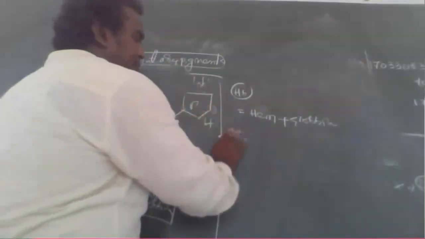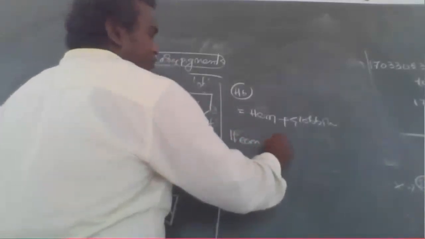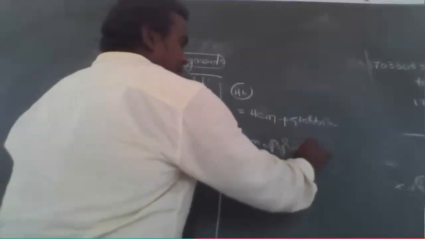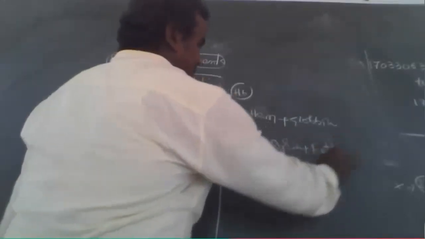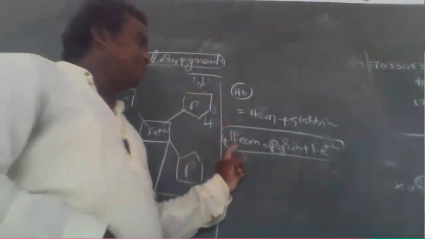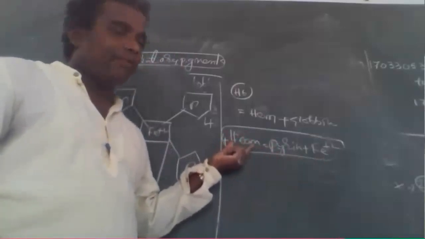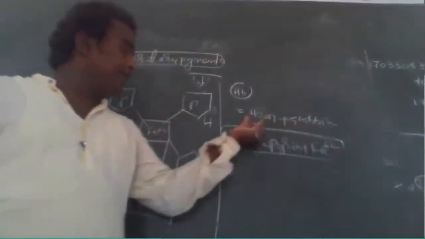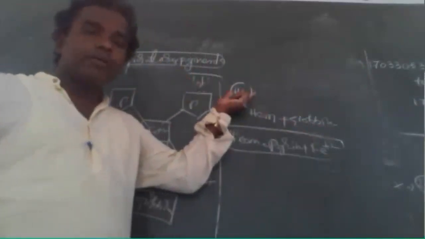So what is heme? Heme is equal to 4 pyrene, and each pyrene plus ferrous is a heme. How many hemes are there? 4 hemes are there. Heme is nothing but pyrene plus ferrous. So hemoglobin contains heme plus globin. Very important.